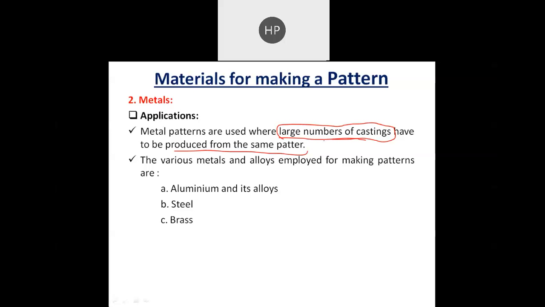And it is also used in many applications for casting. What are the common materials? Like aluminum and its alloys, steel, brass. So there are so many various kinds of metals available to employ as a pattern material. So these are some of the applications of metal patterns.